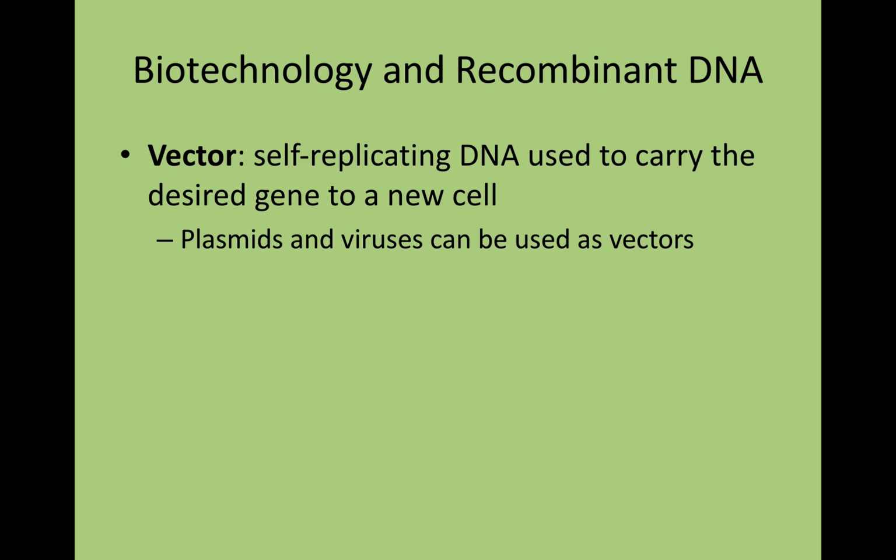To do recombinant DNA technology, you need a vector, which is a self-replicating DNA used to carry the desired gene into a cell. So if I want to use a cell to produce insulin, for example, I need to use a plasmid with the gene of interest, the insulin gene, to insert that into the bacteria, so the bacteria then creates the protein insulin. Viruses can also be used as vectors.